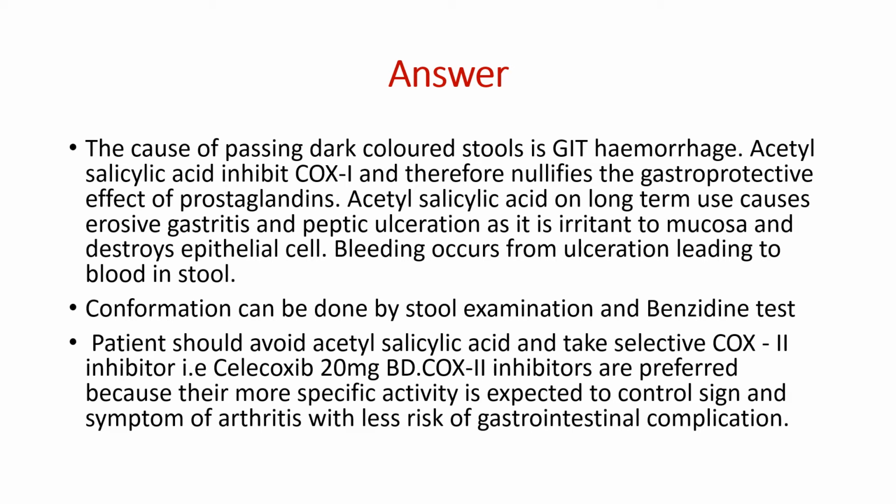Patient should avoid acetyl salicylic acid and take a selective COX-2 inhibitor, that is celecoxib 20 mg BD. COX-2 inhibitors are preferred because their more specific activity is expected to control signs and symptoms of arthritis with less risk of causing gastrointestinal complications. Gastrointestinal complications are less with celecoxib as compared with acetyl salicylic acid.